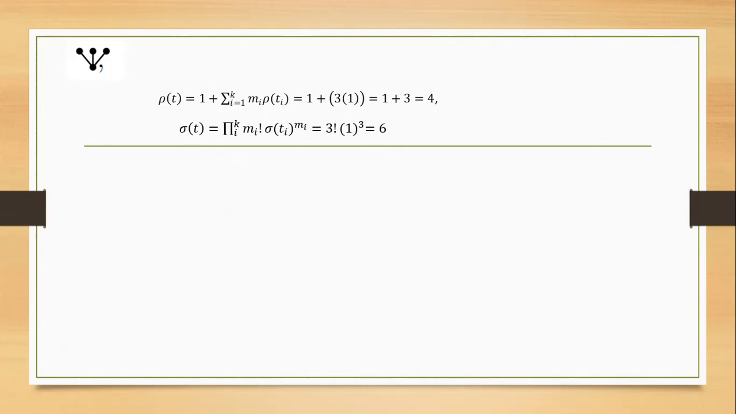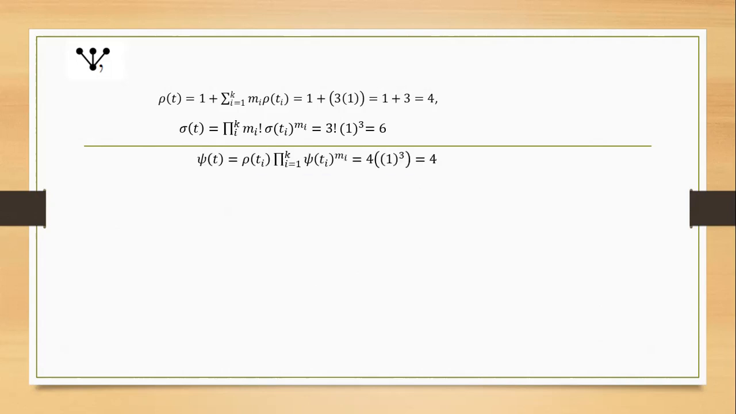Then we want to get the order symmetry. We are going to have this. Now, the multiplicity of the leaf is 3. That is why we have 3 factorial. Then we don't have anything else attached to the leaf. That is why we have 1 raised to the power of the multiplicity, which is 3. Then I have 3 factorial, which is 6.